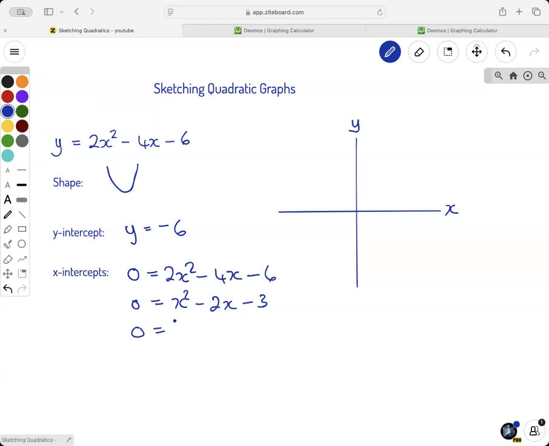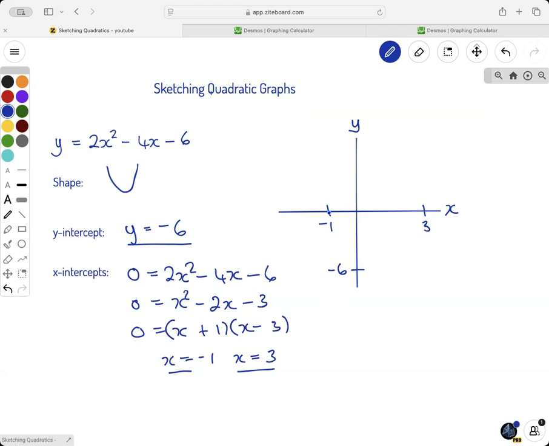And now factorize. And now my roots are x equals negative 1 and x equals 3. The next thing to do is to mark these points here, here, and here on the axes. So y equals negative 6 could go here, and then x equals negative 1 and x equals 3 can go here. The scale on the x-axis doesn't need to be the same as the scale on the y-axis.